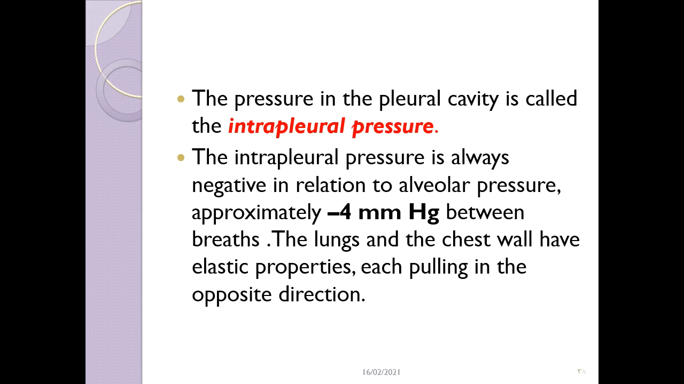The lung and the chest wall, why do we say the lung and the chest wall? Because these are the organs which are covered with the pleura. As you remember, there are two types of pleural membrane, the visceral and the parietal pleural membrane, which cover the lungs and the chest wall. So the intrapleural pressure is always negative in relation to the alveolar pressure.